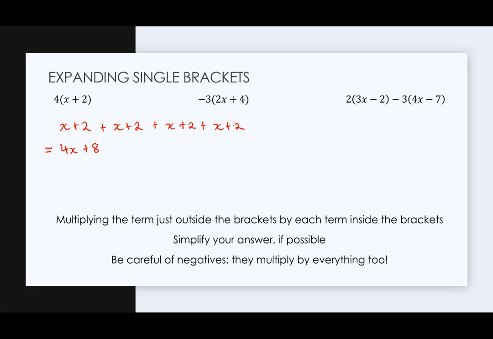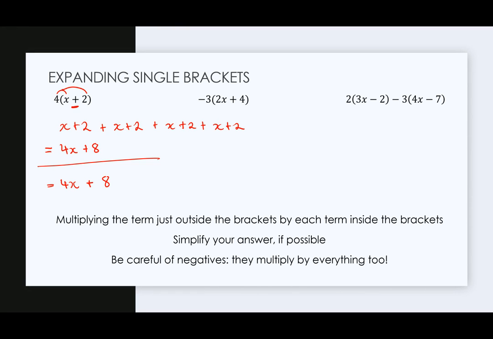To do this more quickly, though, what we can do is just draw an arrow from the 4 to the x and then the 4 to the 2 to show that we're actually just going to multiply the thing outside the brackets by everything that's inside the brackets. So what that means is that I'm going to have 4 times x, which is 4x, and then 4 times 2, which is 8. Now, because there's a plus here, it means that those terms are being added together, or we're dealing with positive 2, which of course will give me positive 8. In either case, I have a plus in between them, and it gives me the same answer.